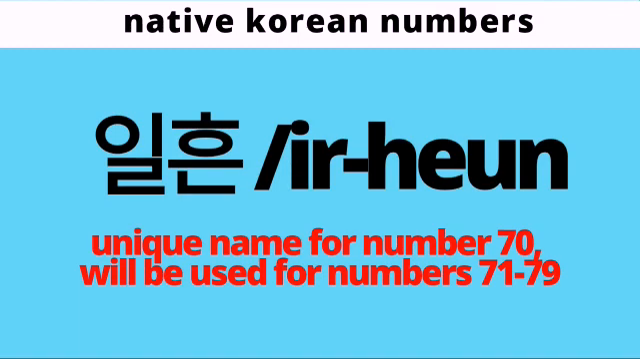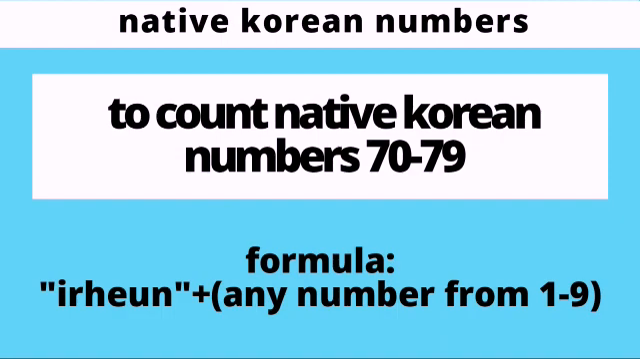Next, for you to be able to count from 71 to 79, you would need to remember Iren. Iren is the unique name for number 70. And we will just have to add this to numbers 1 to 9, Hanadal set net, to form numbers 71 to 79. So how exactly is it done? Let's just follow this formula: Iren plus any number from 1 to 9. For example, we chose Hana and we added to Iren. So, Iren Hana is actually 71. So that is how we count from 70 to 79.